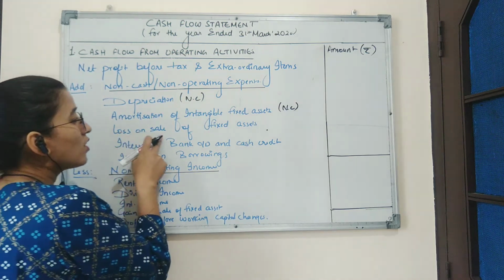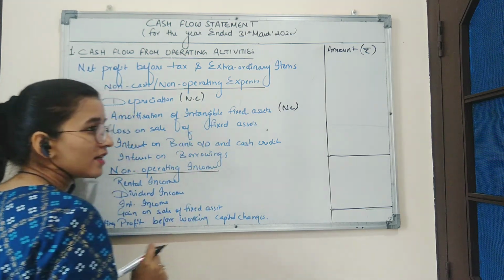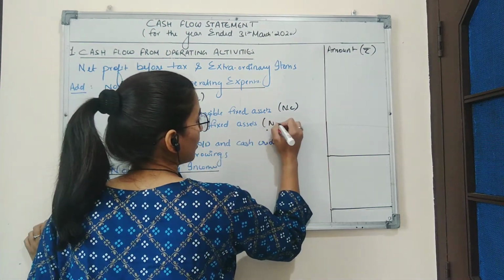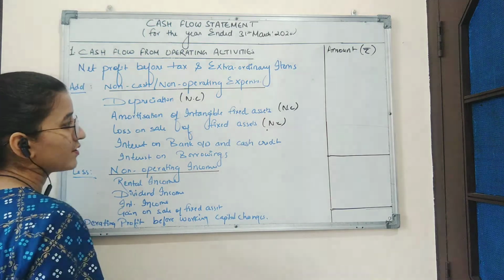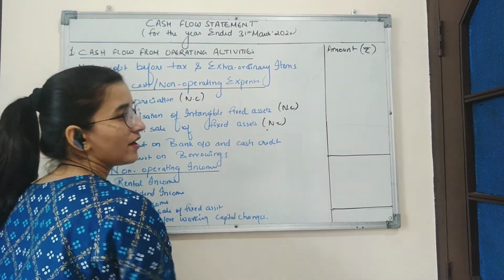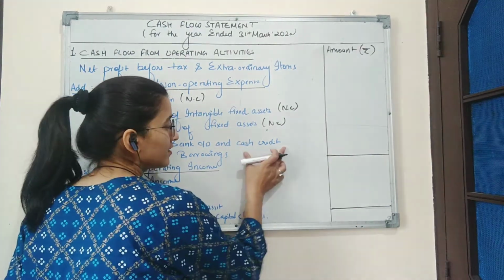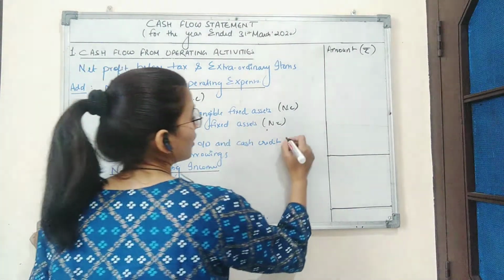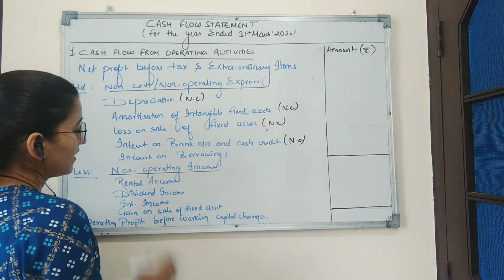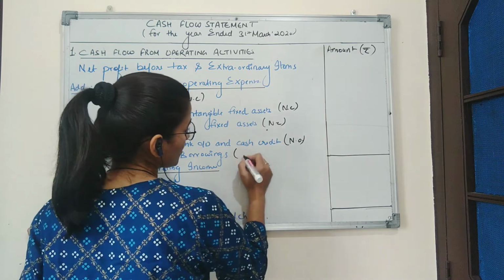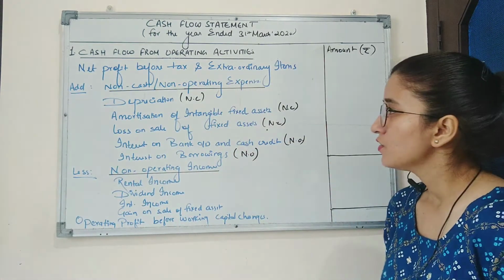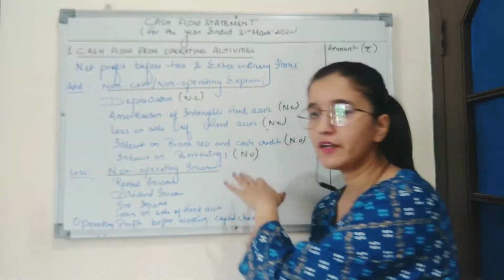Third is loss on sale of fixed asset. So this loss is also considered as non-cash. Next is interest on bank overdraft and cash credit. This is a cash item, but it is treated as non-operating expenses. Next is interest on borrowings. It is also treated as non-operating expenses. So we have added all the non-operating and non-cash items.